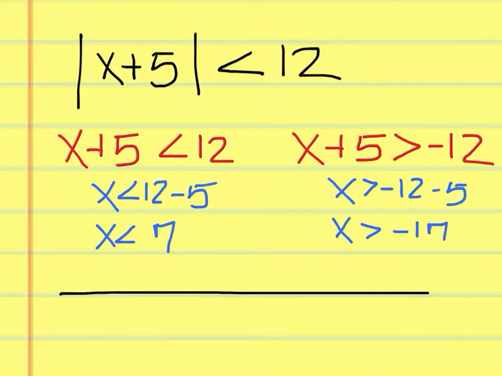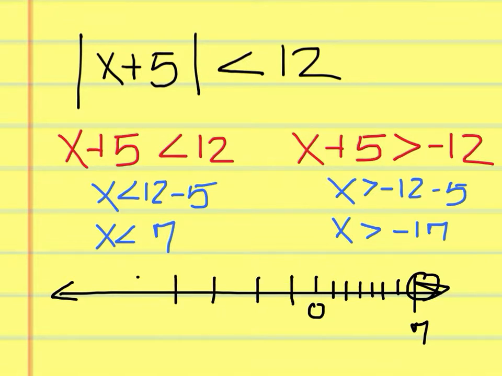So go to the number line. You need a positive 7, so we'll put 0 here and go 1, 2, 3, 4, 5, 6, 7. That's an open dot. And then we have x greater than negative 17. We have to go back, and I'm going to skip on this. It's going to be 3, 6, 9, 12, 15, and then 17. Negative 17 with an open dot. X is less than 7, and x is greater than negative 17.